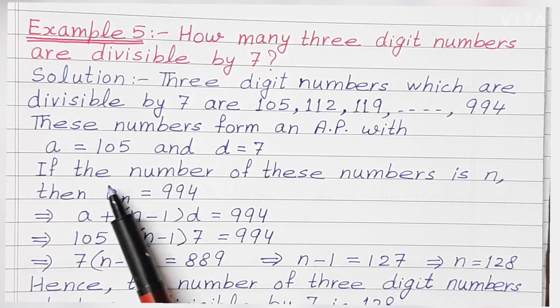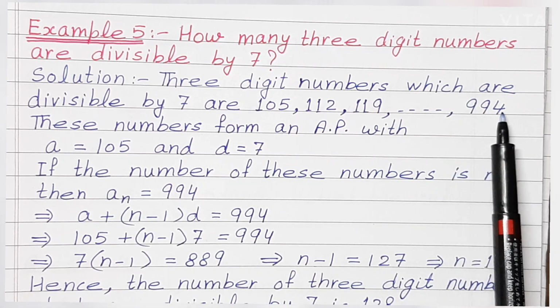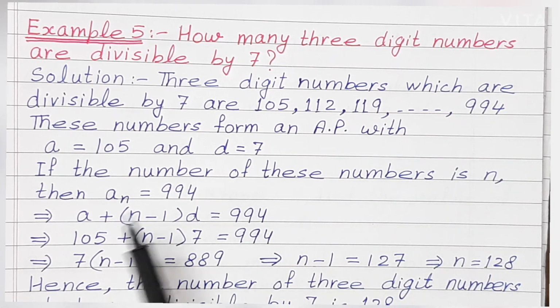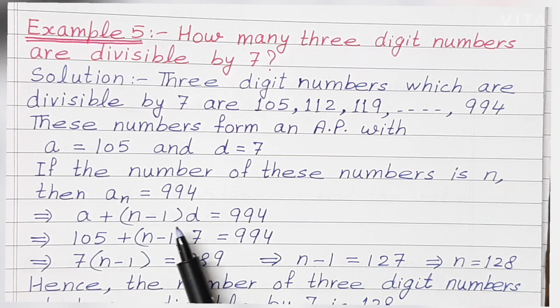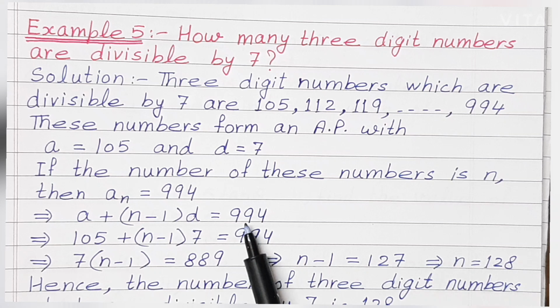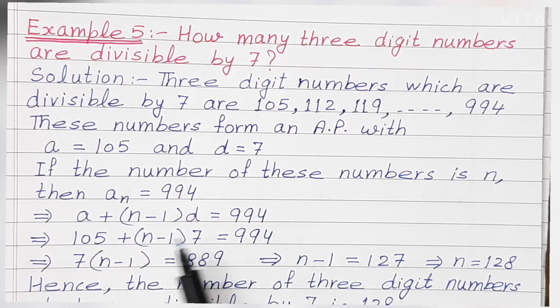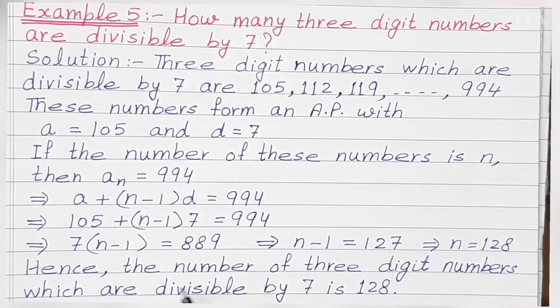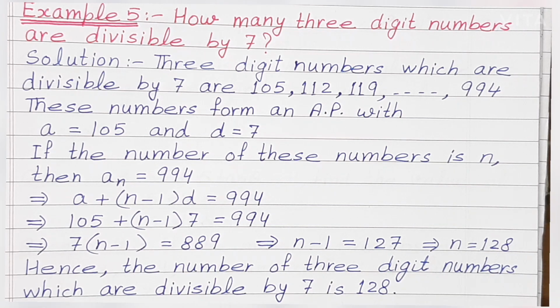Clear? And the last number is 994. So let us compare this with the formula, that is A plus (n minus 1)D is equal to 994. So A is 105, D is 7 and n is missing here. So after solving this, n is 128. So this means the number of 3-digit numbers which are divisible by 7 is 128. Clear?